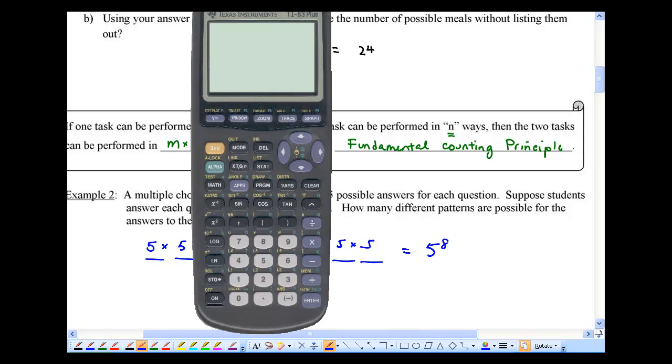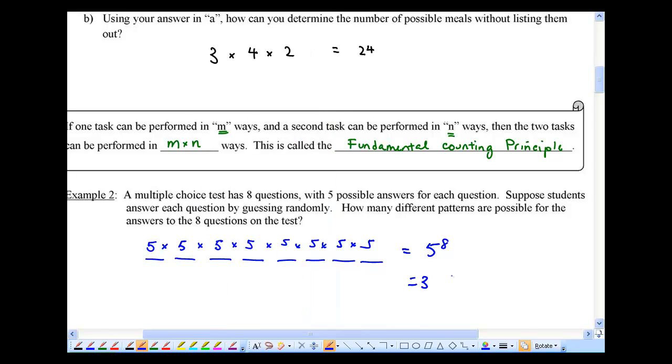What's 5 to the power of 8? Not too sure. I'll put on my calculator. 5 to the power of 8. That's a whopping 390,625 different patterns. Kind of hard to guess and get perfect, hey? Yeah. Alright, let's move on to page 2.